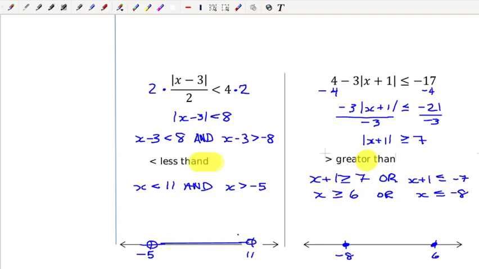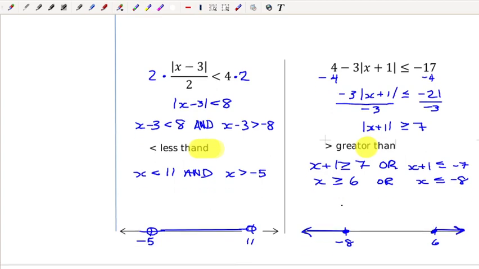I apologize. So on this one, I've got x is less than negative 8. So less than negative 8 is going to be going to the left from negative 8. Or greater than 6, going to the right from 6. And that would be what our inequality graph looks like.